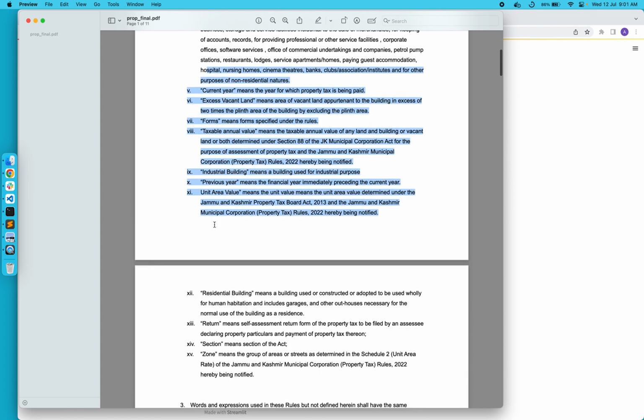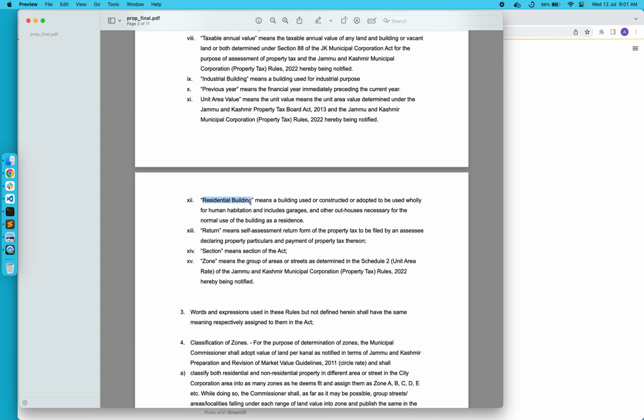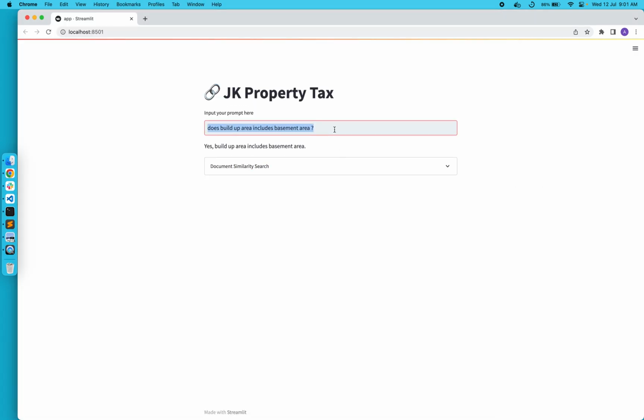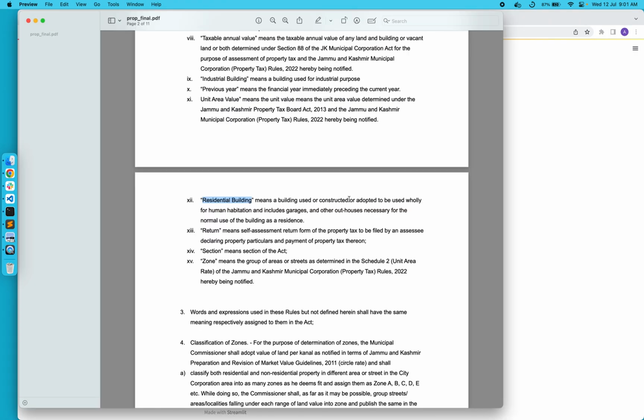We can ask any of the questions around this. Let's see. Residential building. What is a residential building? Residential building is a building used or constructed or adopted to be wholly for human habitation, including garages. So it's basically giving this definition to me.